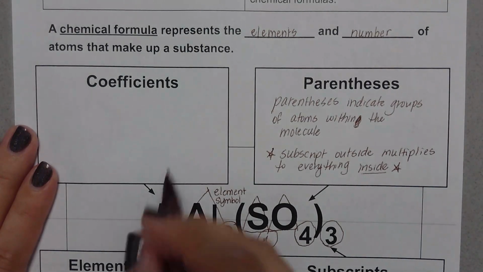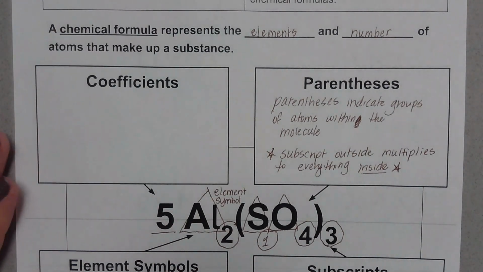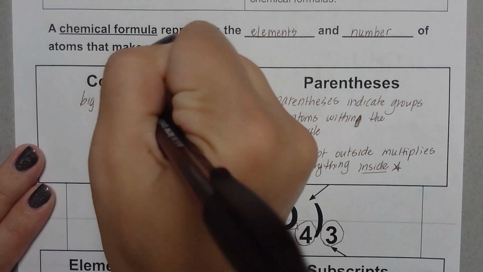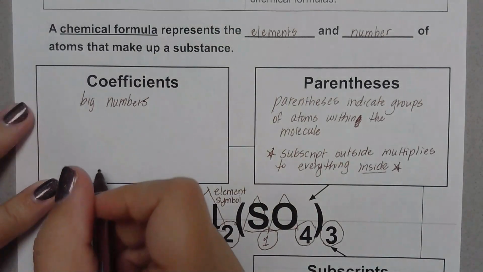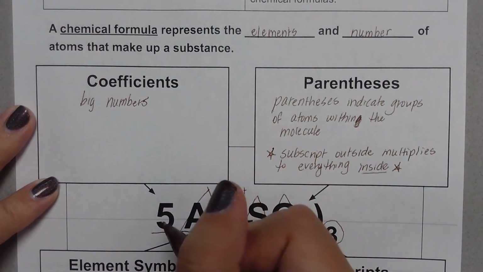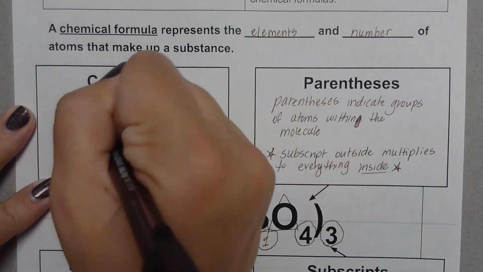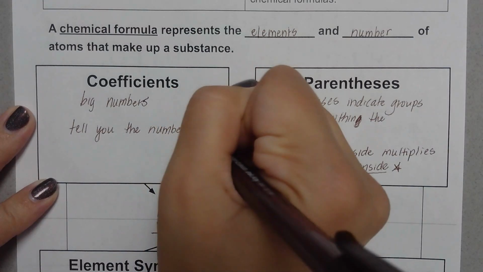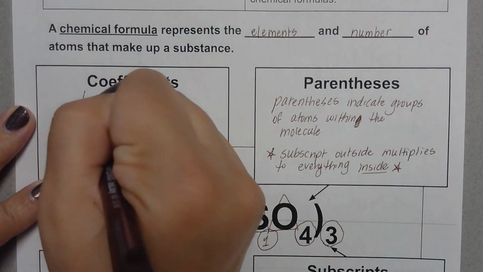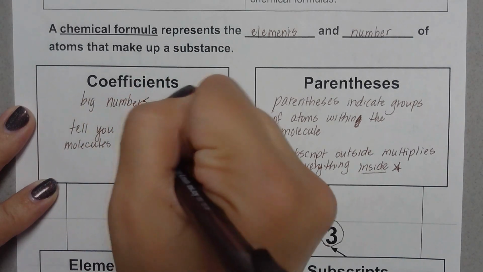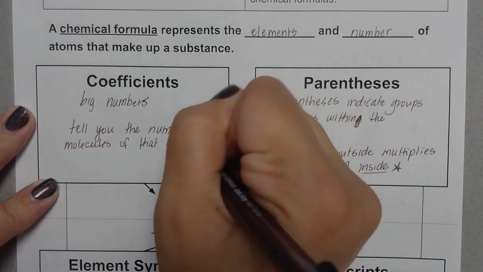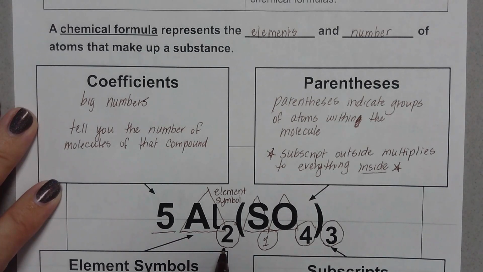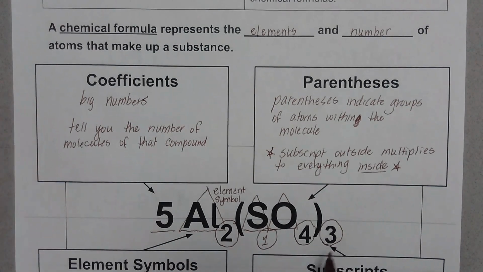Finally, we have the coefficients. The coefficients are the big numbers. And they tell you how many molecules of a particular compound you have. So this would say that we have 5 Al2(SO4)3s.